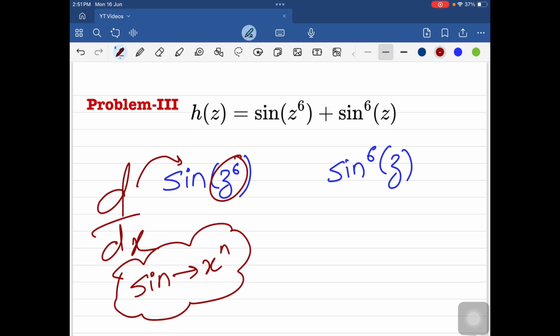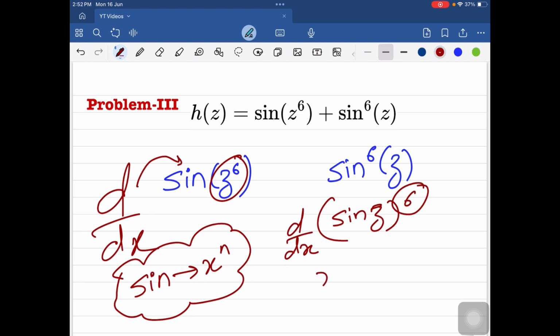But in the second one, it is sine to the power 6z, meaning I can write it like this: sine z to the power 6. So which formula will I apply first when I apply the derivative here? I cannot apply it right now on sine because it is trapped by the power 6. So I have to apply first the formula x to the power n, and then I will apply the formula of sine. So in this way there is a difference in applying the derivative formula for both the functions.